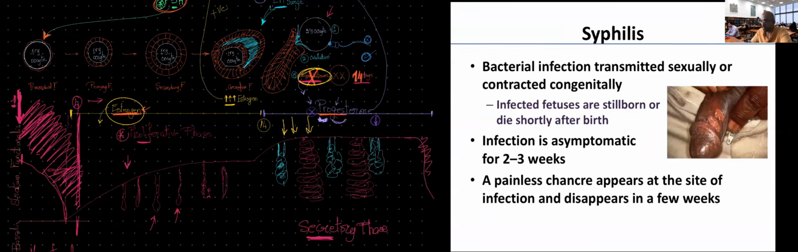Moving on to syphilis. Syphilis is a bacterial infection transmitted sexually and can be contracted congenitally. So the mother can pass it to her fetus. Infected fetuses are stillborn or die shortly after birth. So if a female has syphilis and she is pregnant, the baby might die during pregnancy, so the baby is born dead or dies shortly after birth.